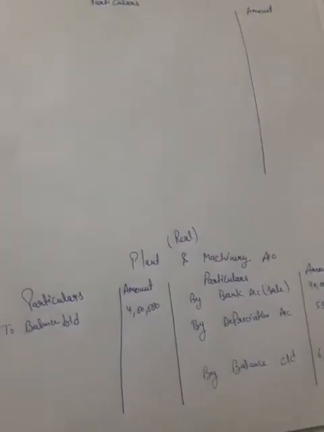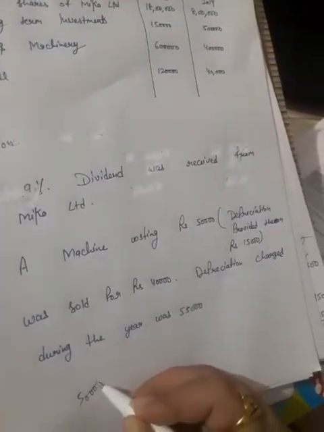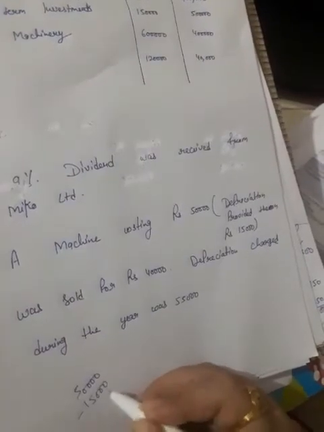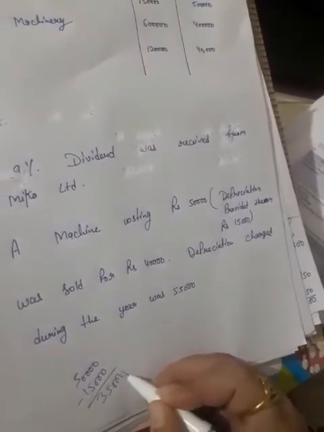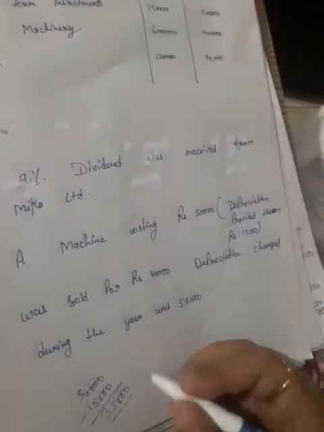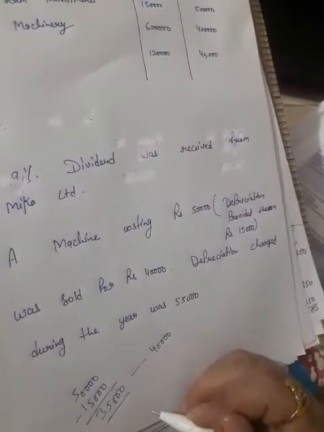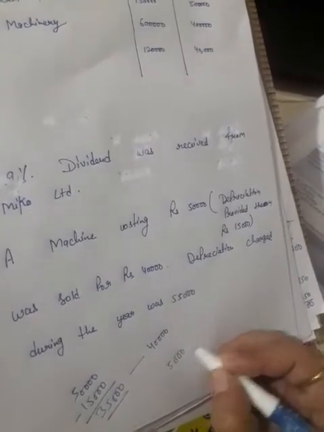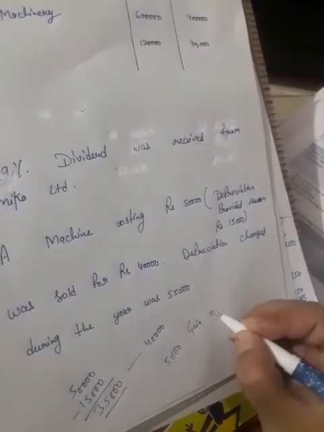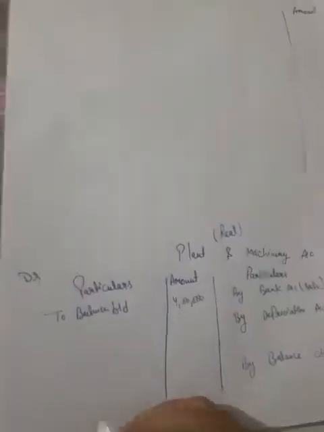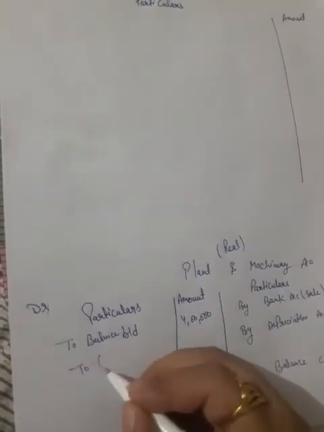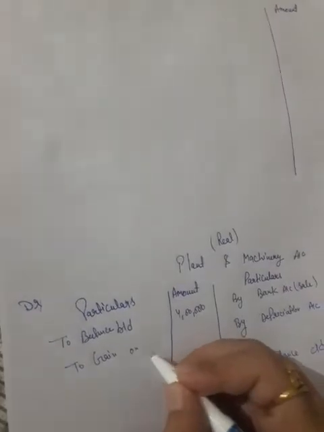Now we will calculate profit and loss on sale of machinery. Machinery costing 50,000, depreciation is 15,000. So the present value of machinery is 35,000 according to the statement, but it was sold for 40,000. That means 5,000 more than the book value. So 5,000 rupees is the gain or profit on sale. The gain on sale will be written on the debit side, 5,000.